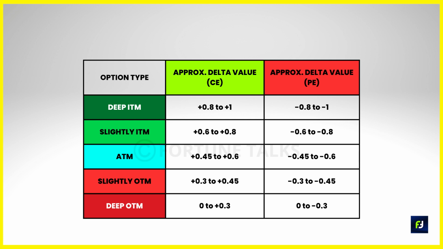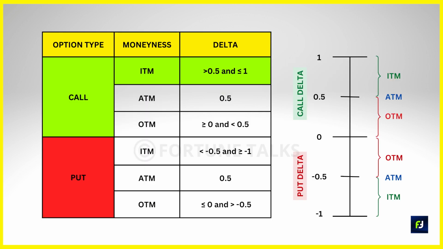It can be said that the state of the option moneyness has an impact on the value of both call delta and put delta. A call option that is in the money will have a delta that is greater than 0.5. A call option that is at the money or almost at the money will have a delta that is equal to or very close to 0.5, while a call option that is out of the money will have a delta that is less than 0.5.